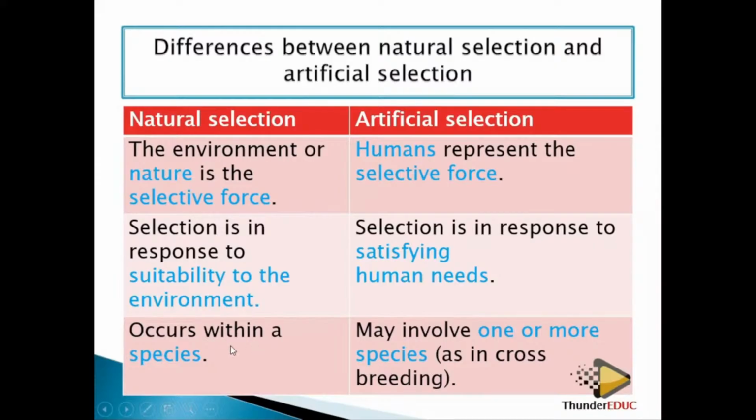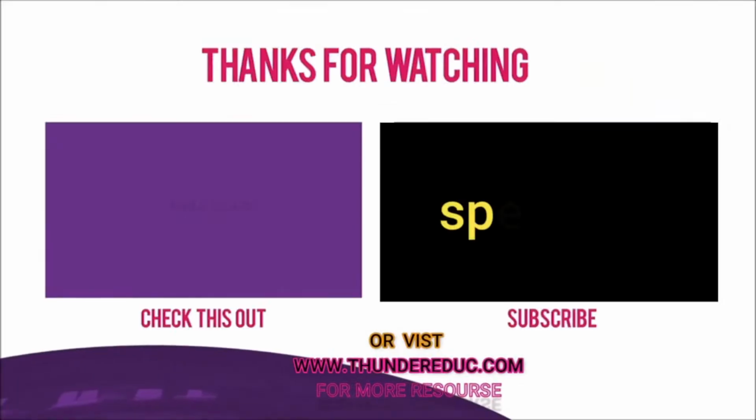And then this one occurs within the species, while this one can occur in more than one species, yes, because you can crossbreed between two species, but this one occurs strictly in one species. So that's some of the differences between artificial selection and natural selection. Let's look at speciation.